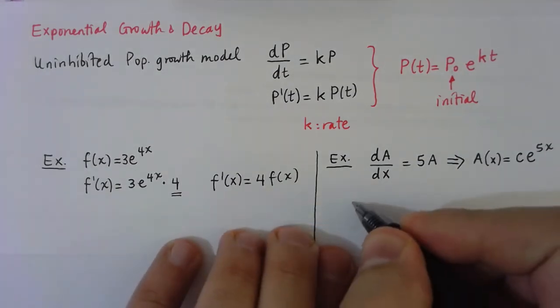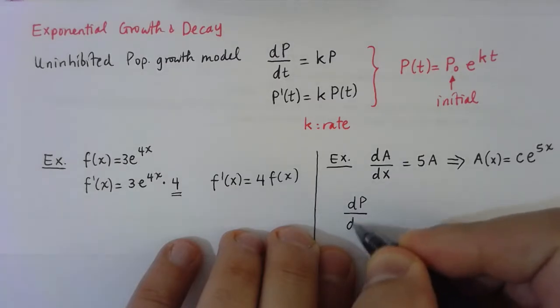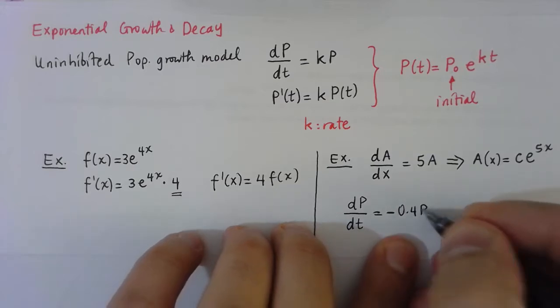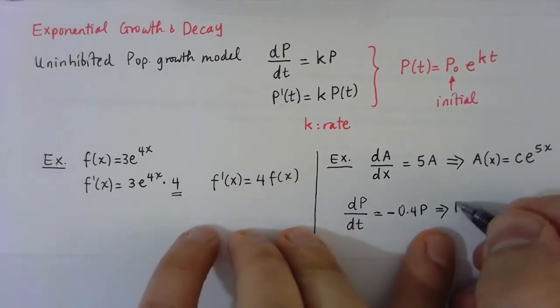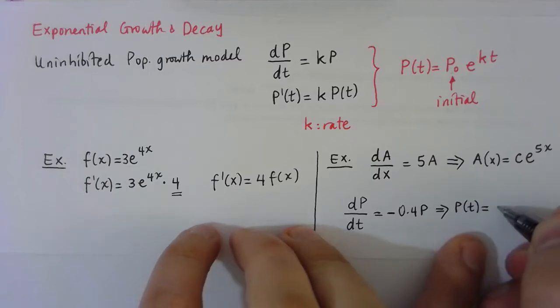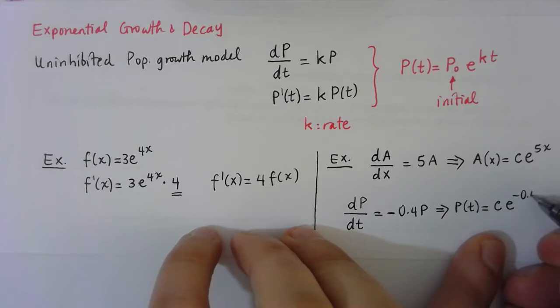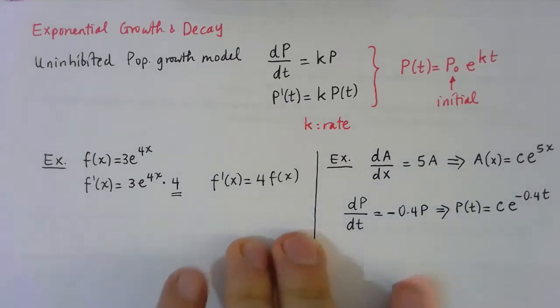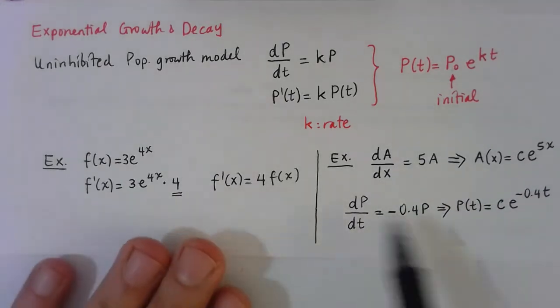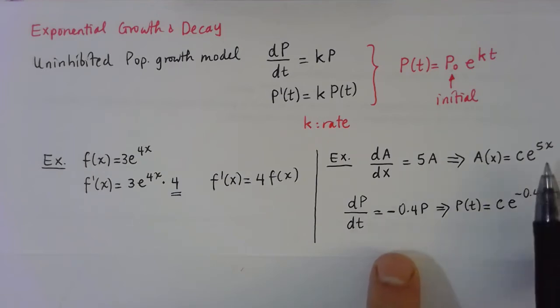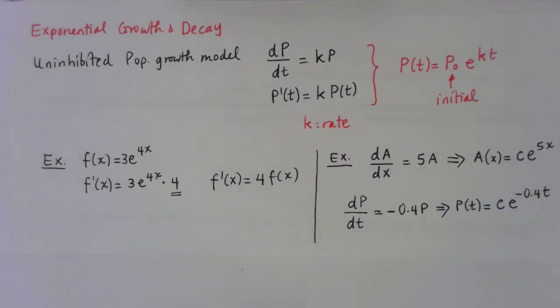Or let's say you have dp over dt given to be negative 0.4 times p. That means p of t is a constant c times e to the power negative 0.4 times t. So you see these types of models every time produce an exponential model, exponential growth or decay. This is a decay because k is negative; in the earlier one k is positive, so it's a growth. And we will see that better on different examples.